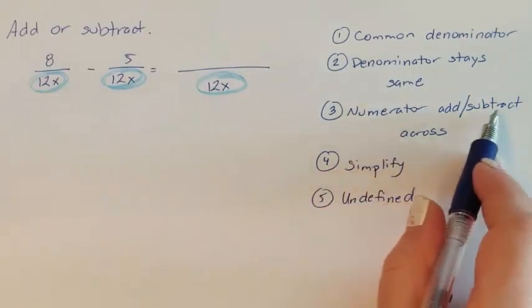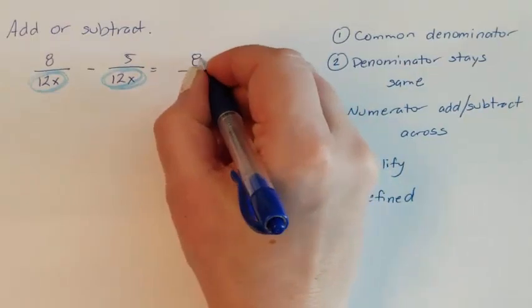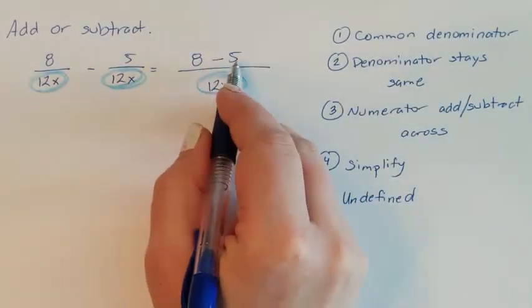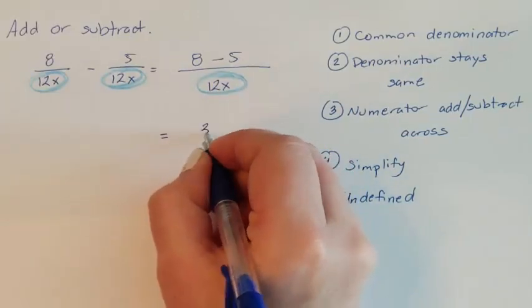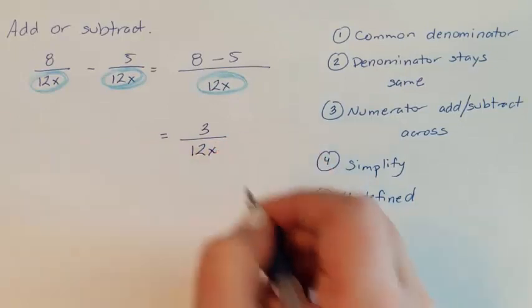The numerator, you're either going to add or subtract across based on what kind of problem you have. So we have an 8, and now I'm supposed to minus the 5. So here's me minus my 5. 8 minus 5 is a 3, so my numerator is a 3. My denominator, there are no like terms, so he is 12x.